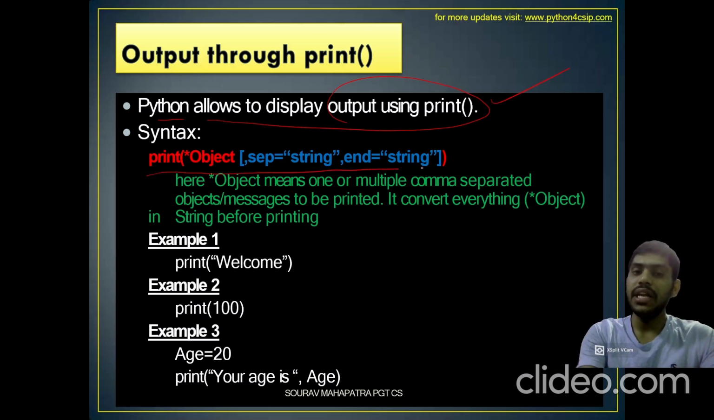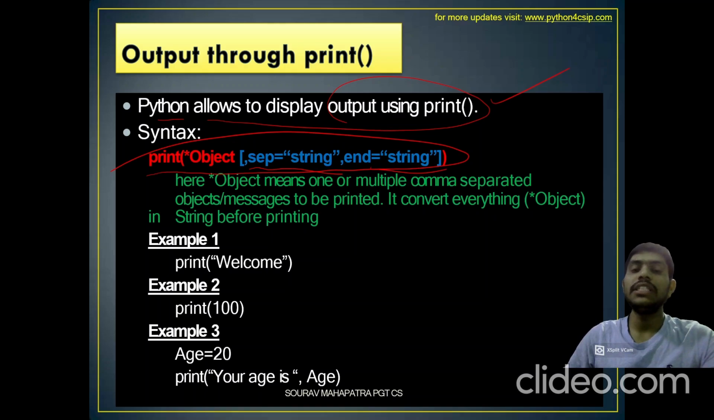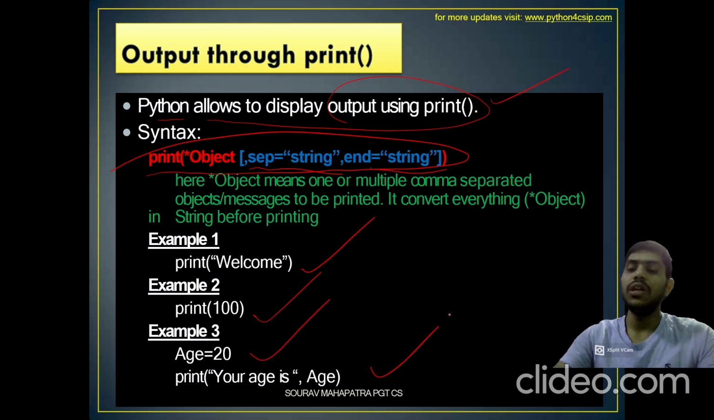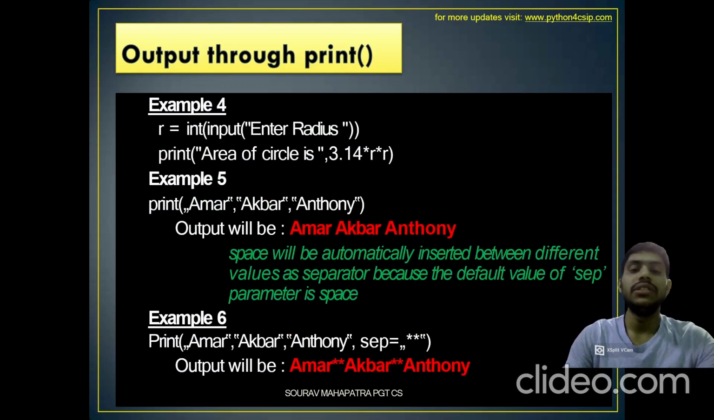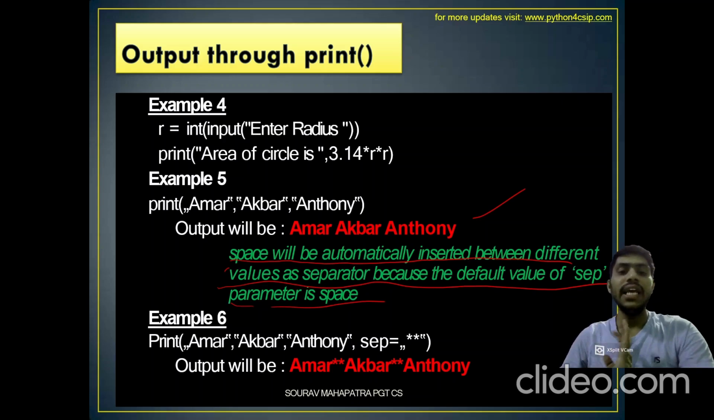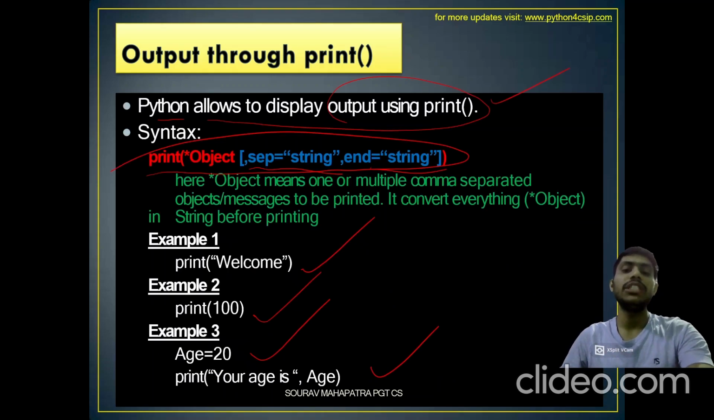The syntax is print, object, separator string, and end string. Here the object means one or multiple comma-separated objects. You can see here print welcome, print 100, and so on. You can print different things by using the print statement. These are the different examples. A space will be automatically inserted between different values as separator, because the default value of the separator parameter is space. Whenever you write anything, it will give you one space, because the default value of separator is space.